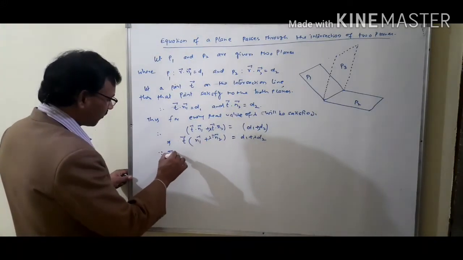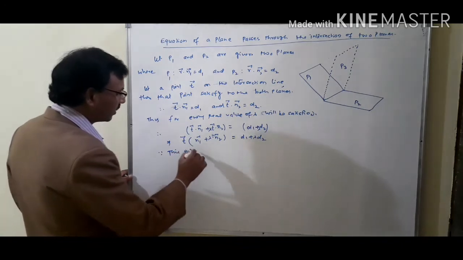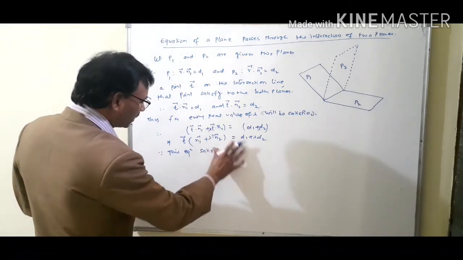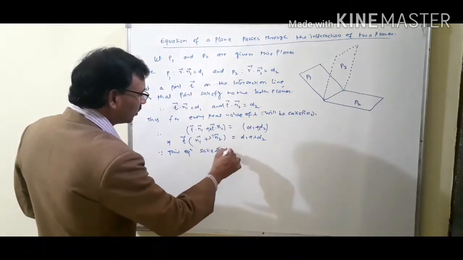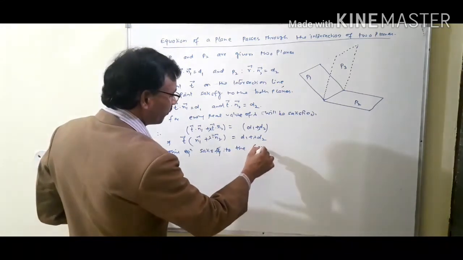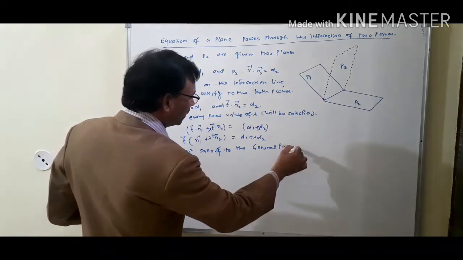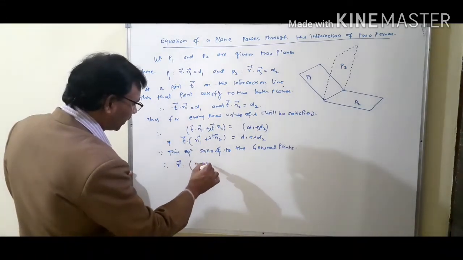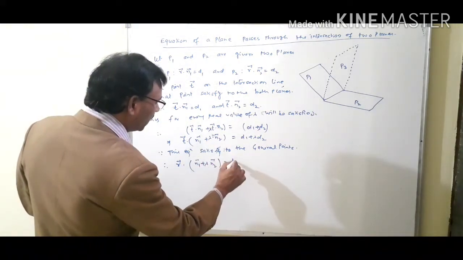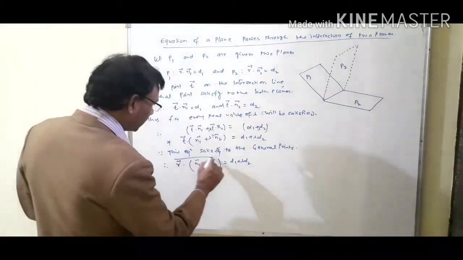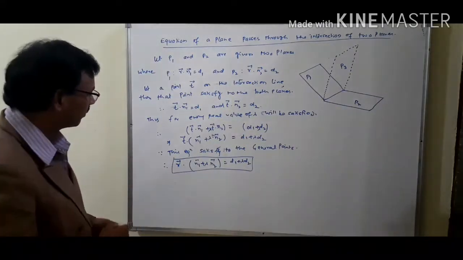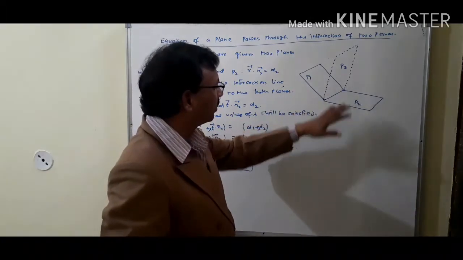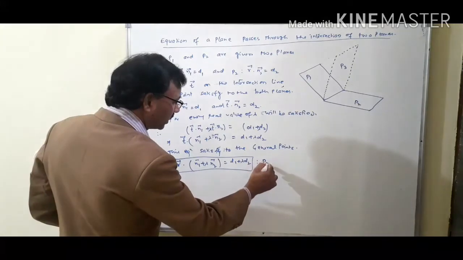Since this equation is satisfied for the general point, therefore r dot (n1 plus lambda n2) is equal to d1 plus lambda d2, and this equation represents the equation of a plane which passes through the intersection line of both planes. That means this is the equation of the P3 plane.